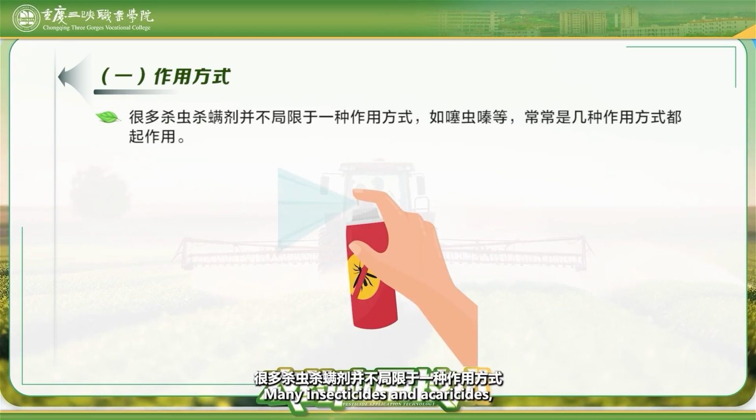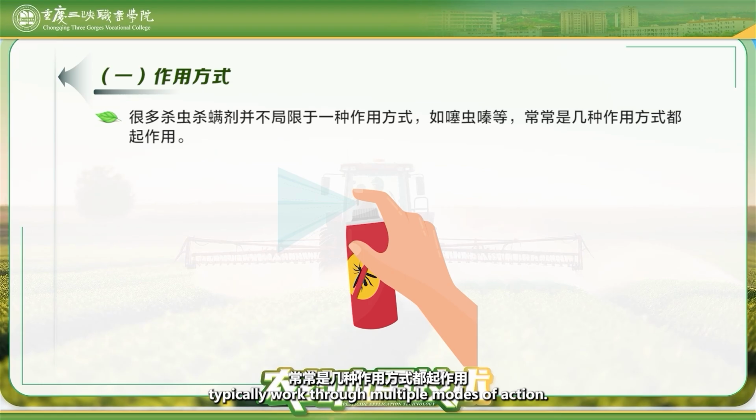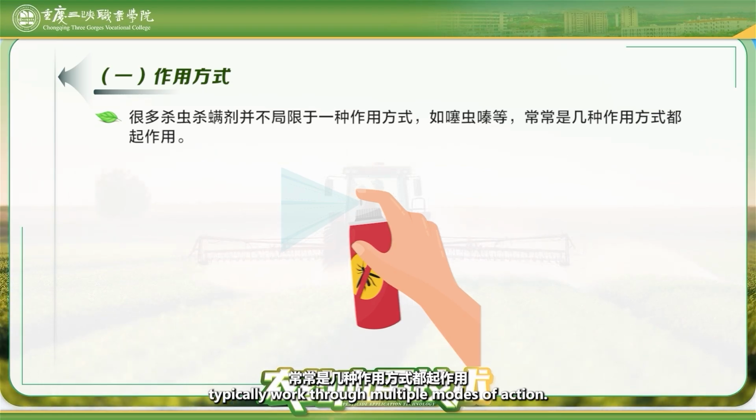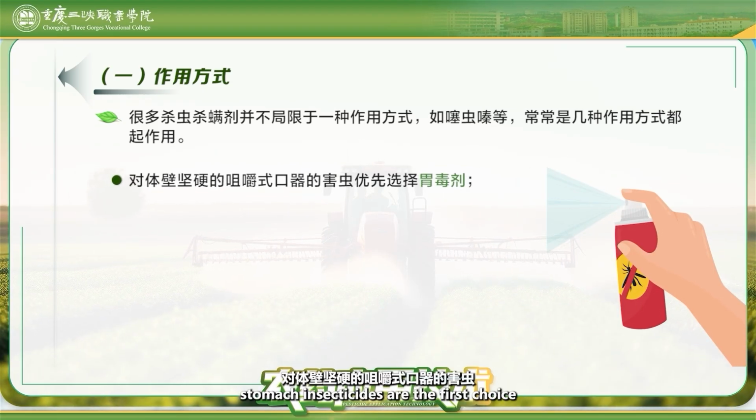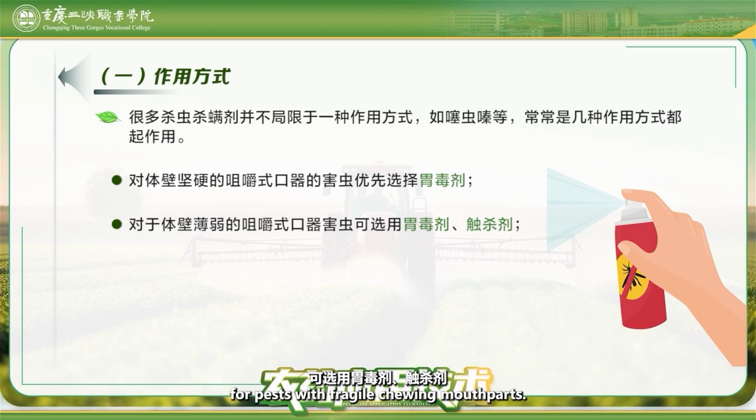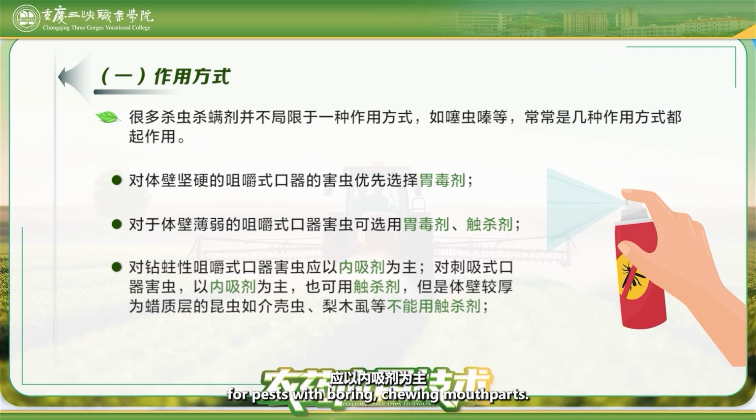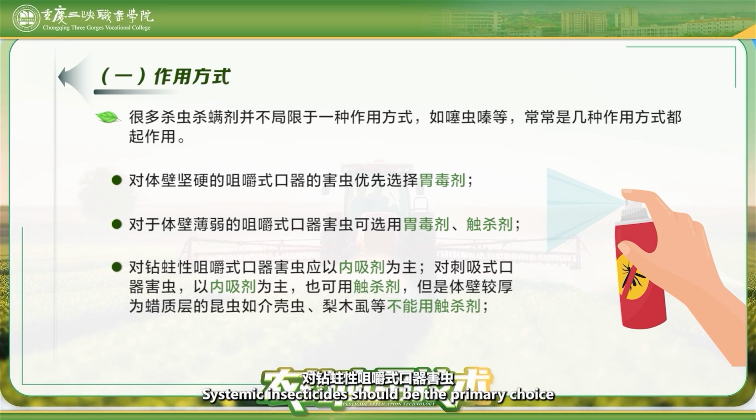Many insecticides and acaricides, like thiamethoxam, typically work through multiple modes of action. Generally speaking, stomach insecticides are the first choice for pests with hard chewing mouthparts. For pests with fragile chewing mouthparts, both stomach and contact insecticides can be used. For pests with boring, chewing mouthparts, systemic insecticides should be the primary choice.